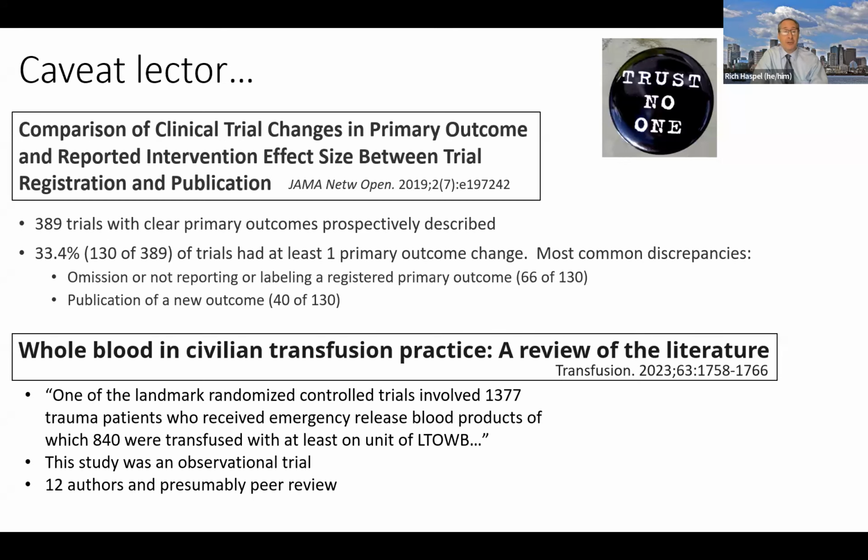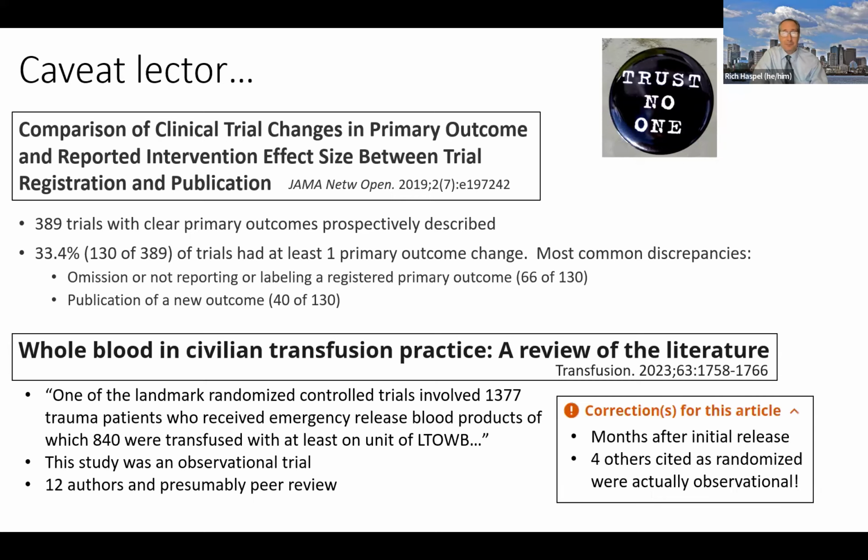There were 12 authors and presumably peer reviewed. So this managed to get by everybody. So they eventually, months later, published corrections. And they also found four other papers in this study that were cited as randomized that were actually observational. So again, I'm not saying all papers are bad, but it doesn't matter what journal it's in. There can be real problems with the literature, and part of it is sort of arming ourselves to learn how to look at other papers, which helps us look at our own papers.